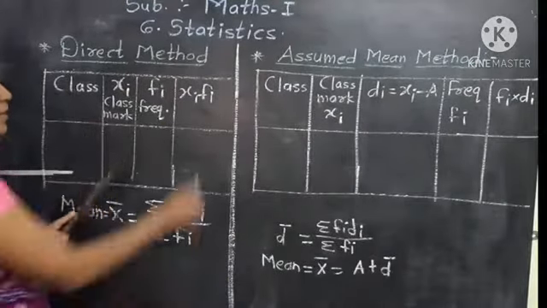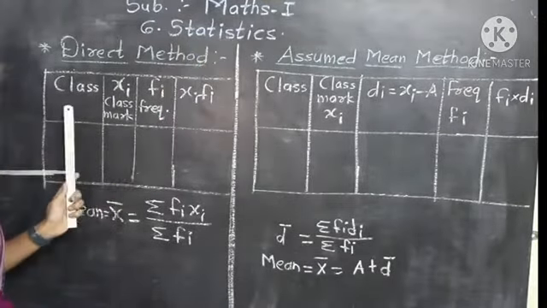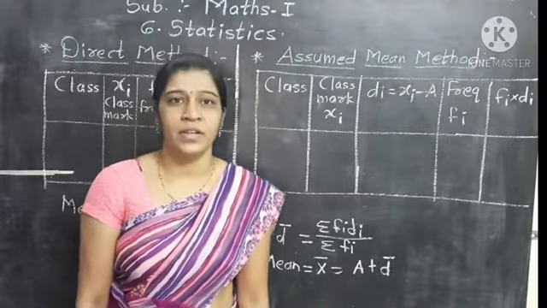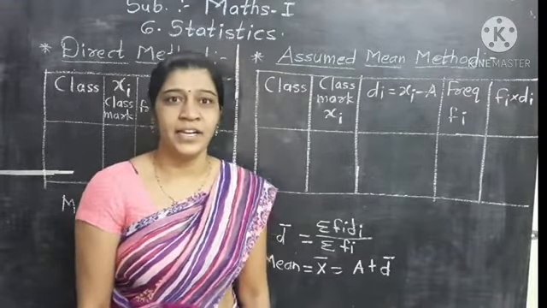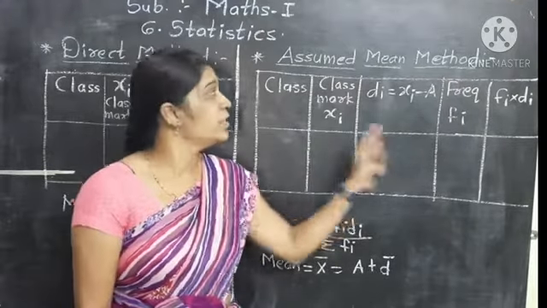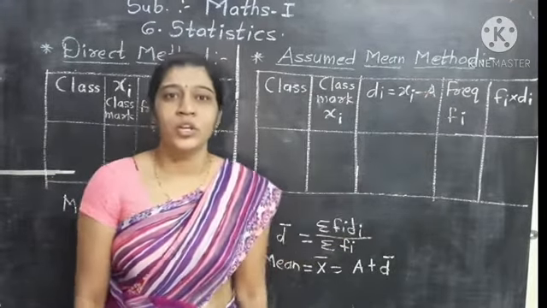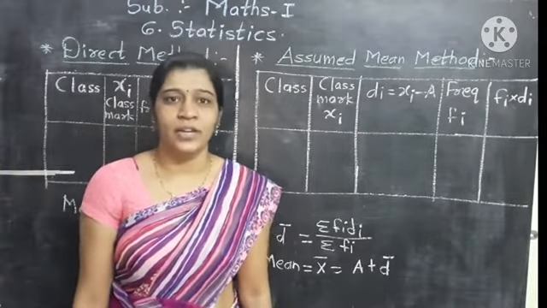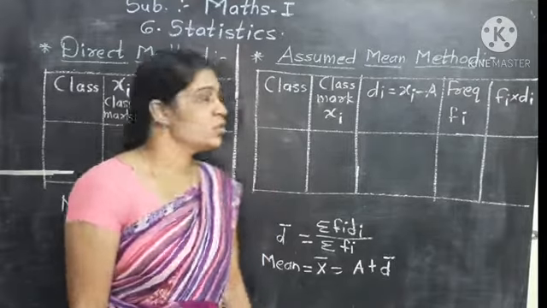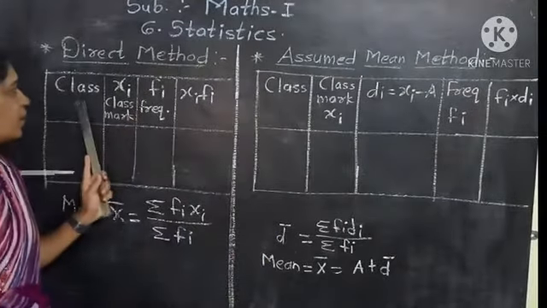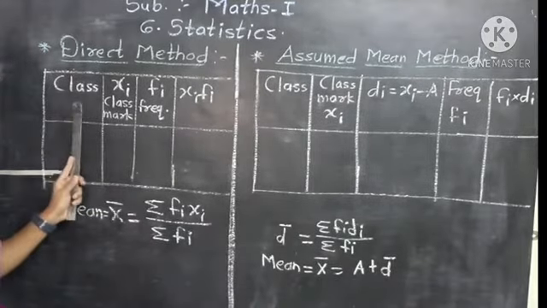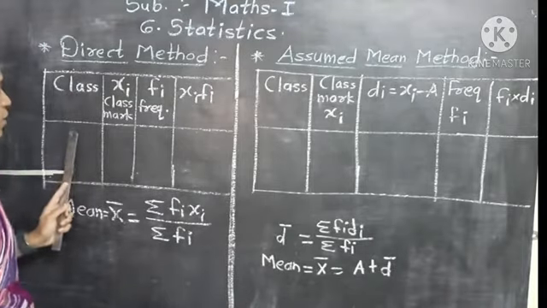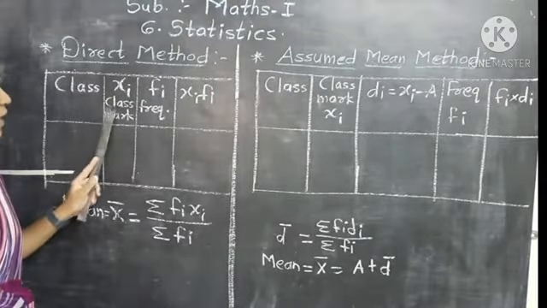Direct method. In this direct method, we know there are 4 columns. You must remember there are 4 columns in the direct method and there are 5 columns in the assumed mean method. You remember only the columns and the formula, and you get the answer to that question. So in the direct method, the first column is of class. We write the class given in the example in the first column. In the second column we write the class mark.